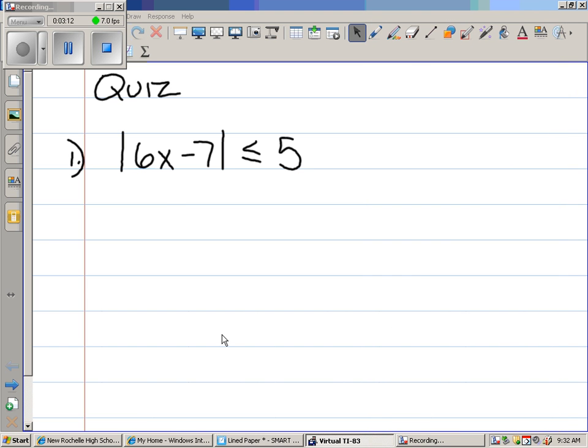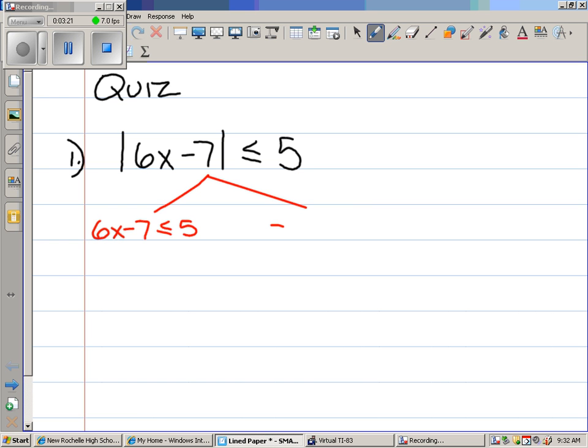Okay, now let's do the question. Now let's do this out like how most people would have done it. You break it up. You get 6x minus 7 is less than or equal to 5. Negative 6x minus 7 is less than or equal to 5. We're going to add 7 to both sides, so 6x is greater than 12, and x is going to be less than or equal to 2.